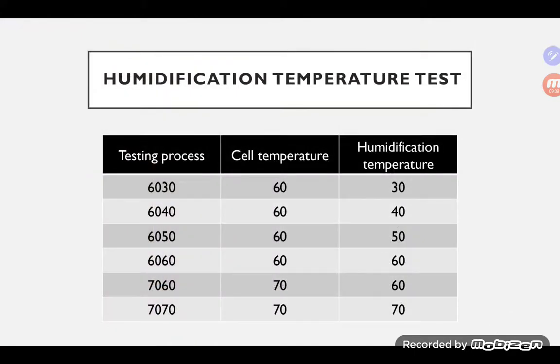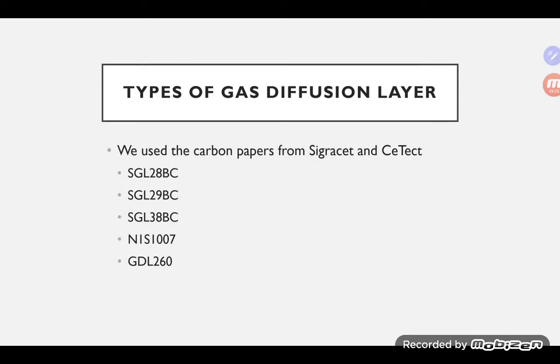Okay, and about the testing processes, we use the humidification temperature test around 30 to 70 degrees Celsius by varying, and the cell temperature is around 60 to 70. And then we vary the carbon paper, or it's called the gas diffusion layer, with all these types. The first one will be HGL 28 BC and HGL 29 BC, HGL 38 BC, NISI 007 and TDL 260, something like this.